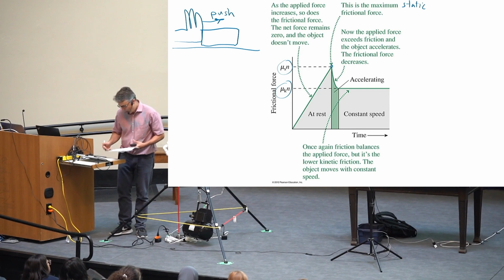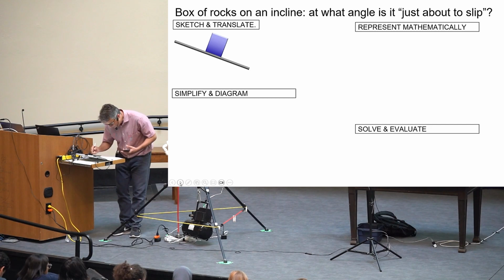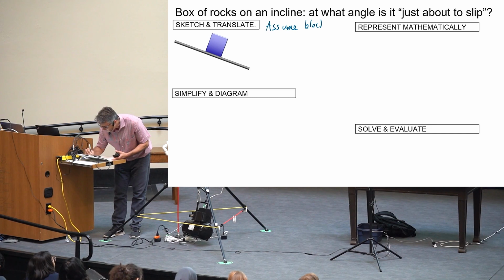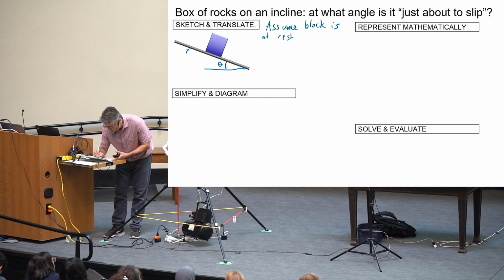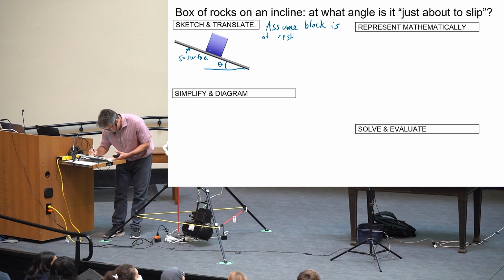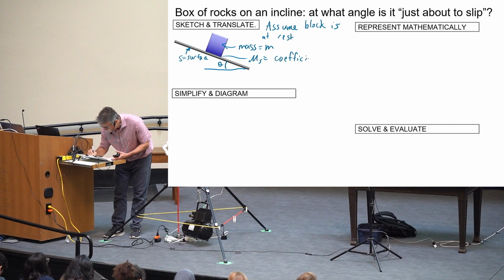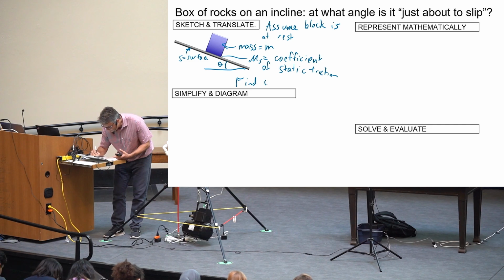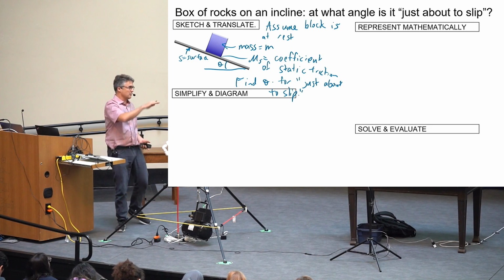And you can work out which angle it's going to slip at. So when is it just about to slip? Let's just assume that the block is at rest. And we're going to set it up at some angle, which I'm going to call theta. And so this is the surface, and this is the mass m. And mu sub s is the coefficient of static friction, which you would get from a table or it would be given on the test or something like that. So we want to find theta for just about to slip, just what I found experimentally in the demonstration.